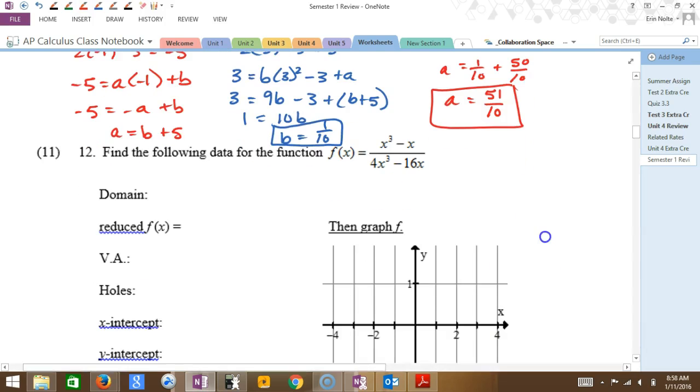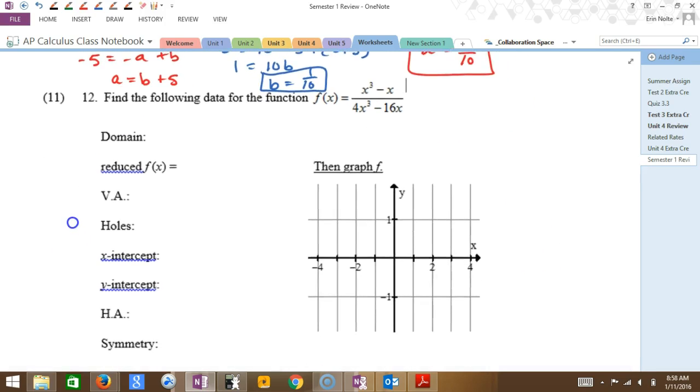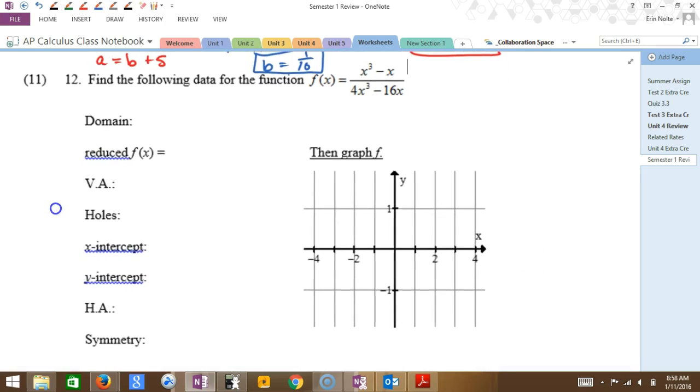Okay, so here's one of your favorites. First we're going to come up with all this good information on the left. It starts by asking us about the domain. So how do I figure out what the domain is? You see if as you take to make the bottom bigger. Okay, so what should I do?